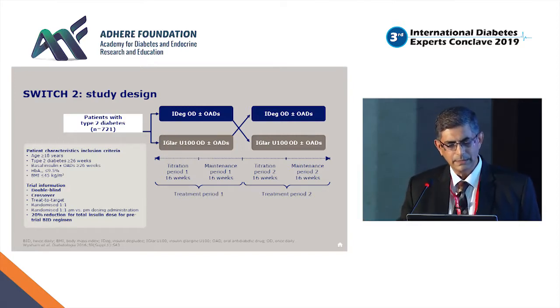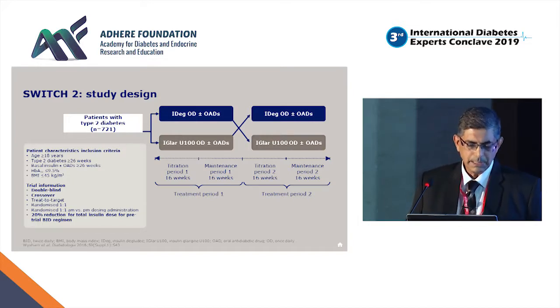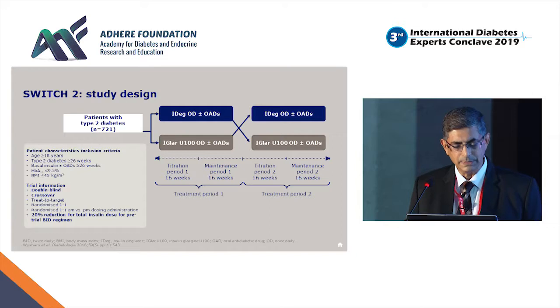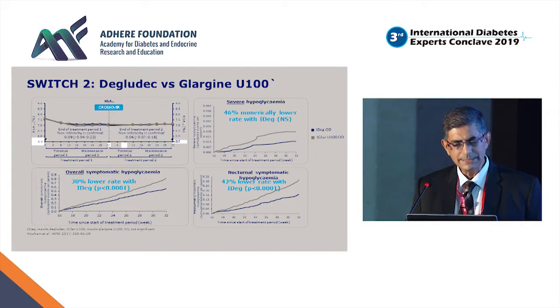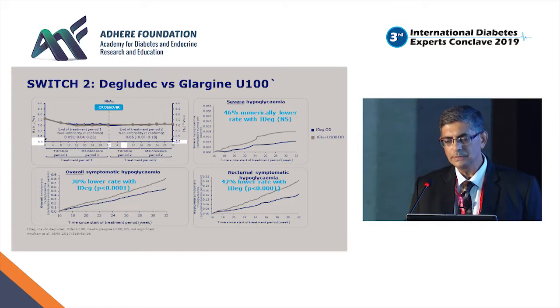If you look on the left side, that was the inclusion criteria, where you had patients more than 18 years who were type 2 diabetics for more than 26 weeks, had been on basal plus or minus OADs for more than 26 weeks and not achieved the targets. The A1Cs in this population were less than 9.5%, and the BMIs were less than 45. What did the results show? While there was good A1C control with both arms, if you look at the occurrences of hypoglycemia, whether it's severe hypoglycemia, overall symptomatic hypoglycemia, or nocturnal hypoglycemia, it was much lower with the degludec group as compared to the U100.